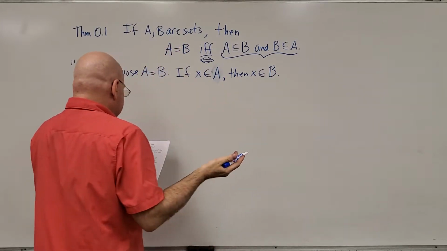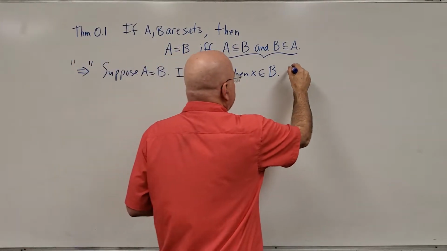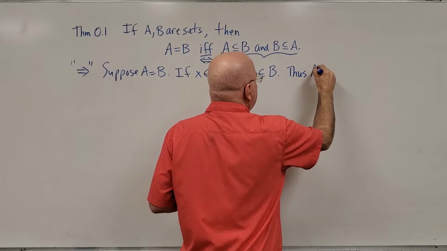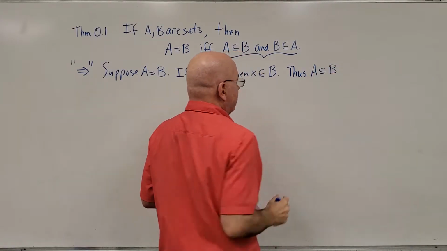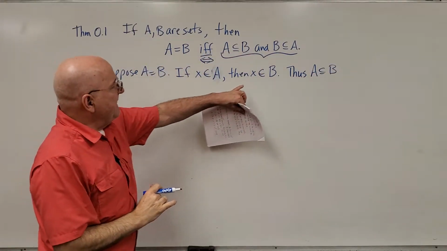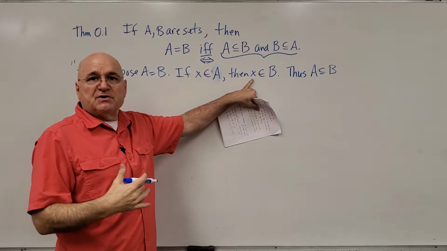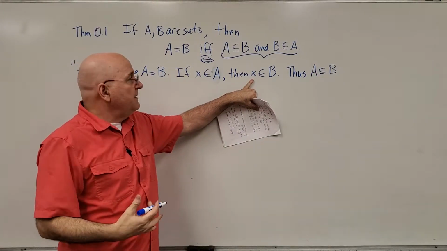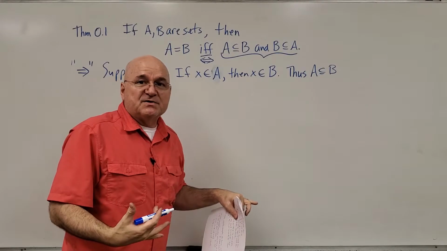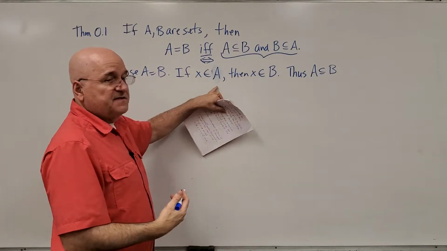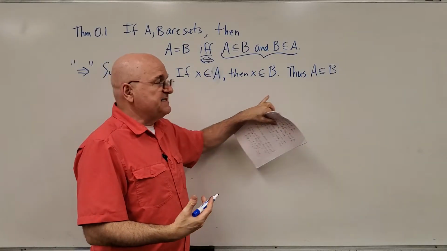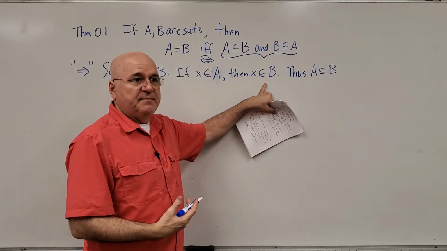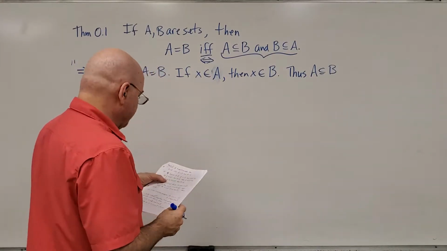So that's the definition of A equals B. Thus, A is a subset of B. Since this X, this value of X, was chosen arbitrarily, and we proved it doesn't matter which one it is, if X is in A, then X is in B. That means every element of A is also in B. So A is a subset of B.